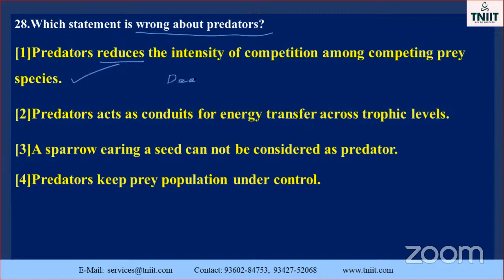Take an example, deer and lion. So which one is the predator or prey? The deer is the prey, isn't it? This one is called the predator. Suppose the prey decreases, automatically the predator also decreases. So each one is correct.